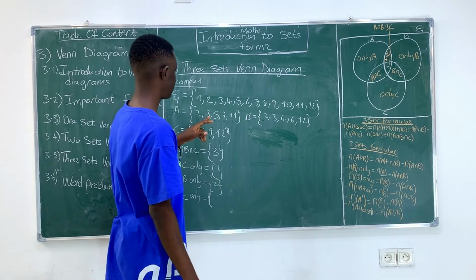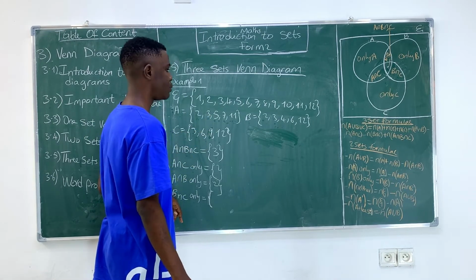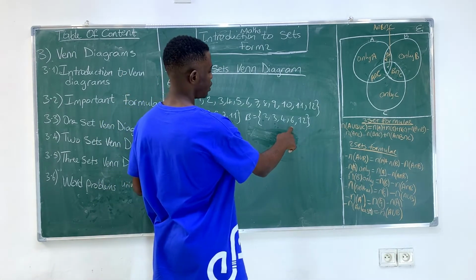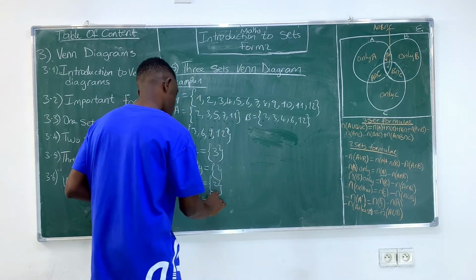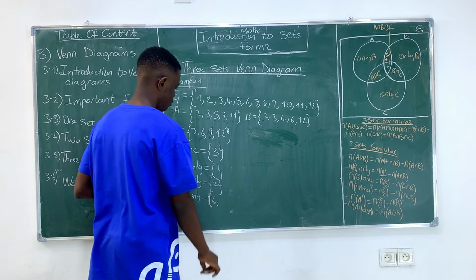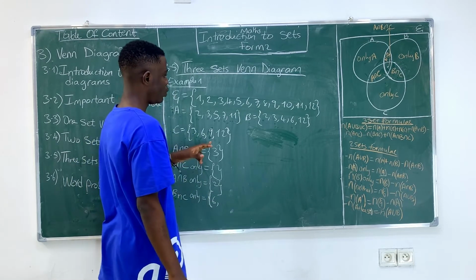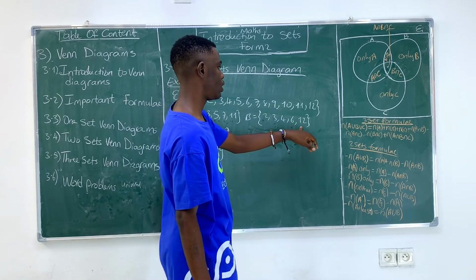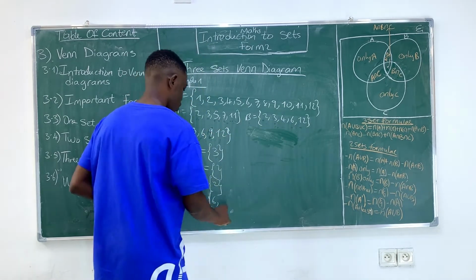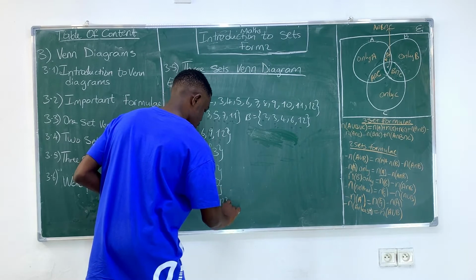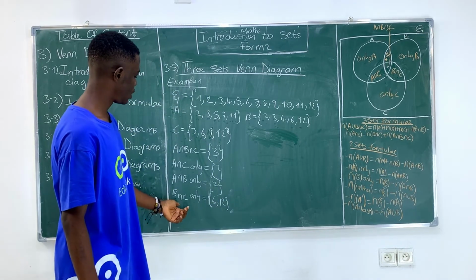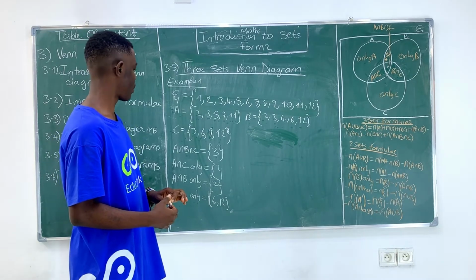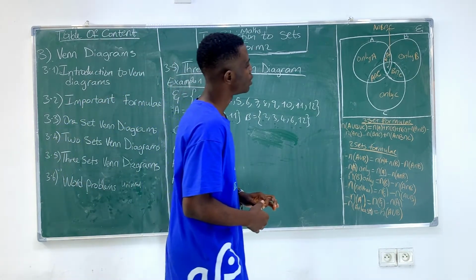We also have 6. 6 is in C, 6 is in B. Is 6 in A? No, so we can write the 6. We have 9. Is 9 in B? No. We have 12. Is 12 in B? Yes. Is it in C? No. So we can write it. So this is B intersection C only: 6 and 12.